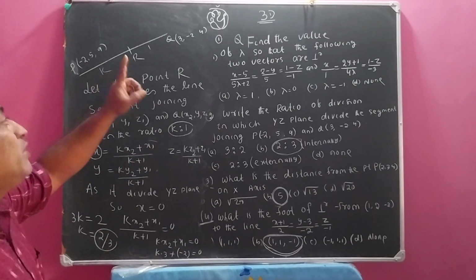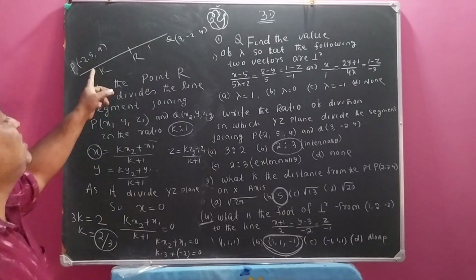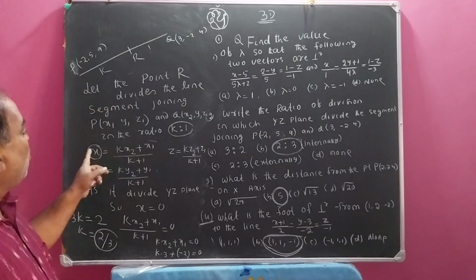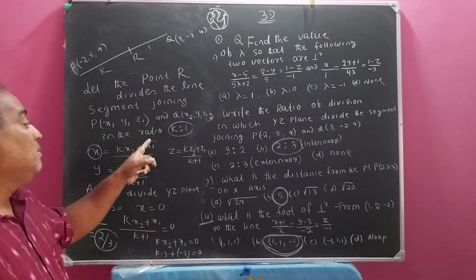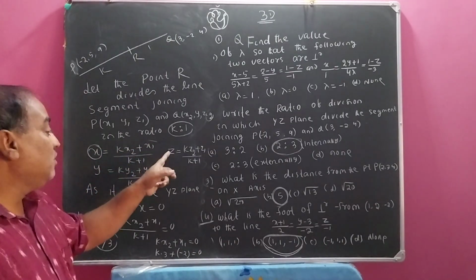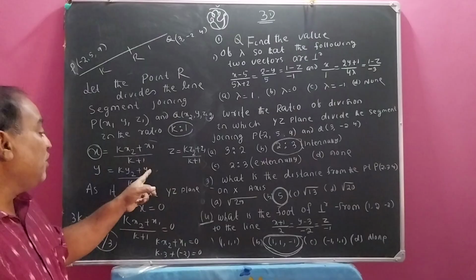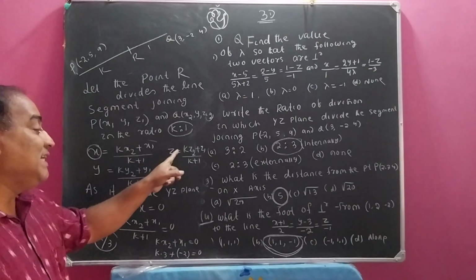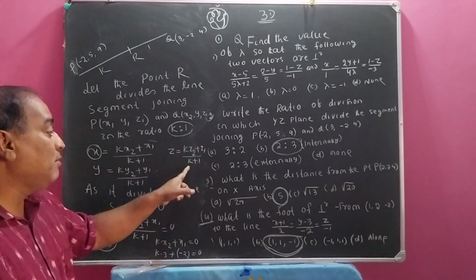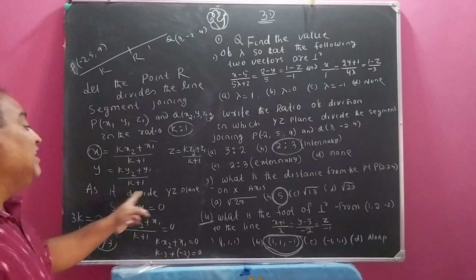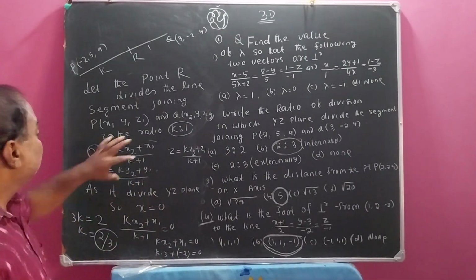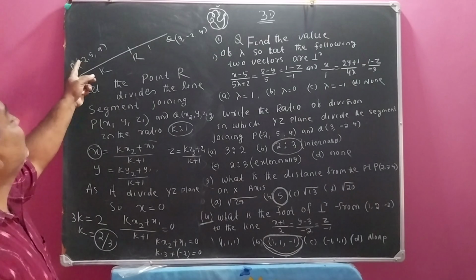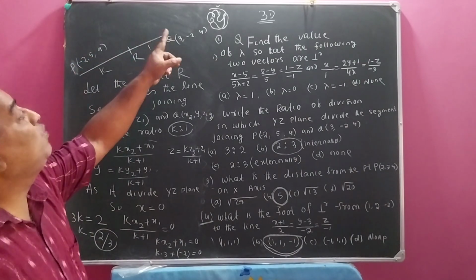First of all, you have to take the ratio of division k is to 1. So we know the division formula: x is equal to (kx2 plus x1) by (k plus 1), y is equal to (ky2 plus y1) by (k plus 1), z is equal to (kz2 plus z1) by (k plus 1). As it divides the yz plane, you have to take x equal to 0. Here it is x1, y1, z1, x2, y2, z2.